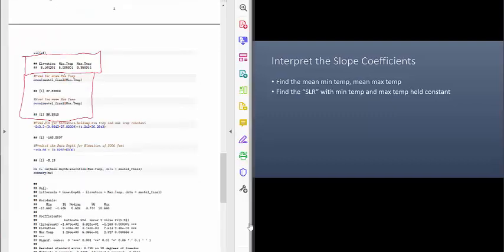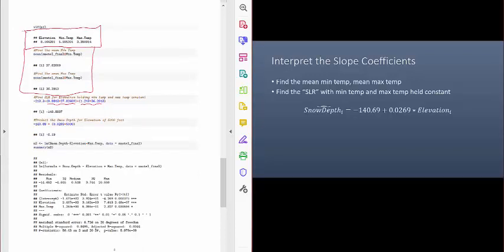So to find the simple linear regression model for elevation while holding min temp and max temp constant at their averages, we would plug in the values for the mean temperatures into our equation to find our new y-intercept value. So this gives us a new line of regression showing the estimated snow depth is equal to the y-intercept of negative 140.69 plus the slope coefficient of 0.0269 times elevation.